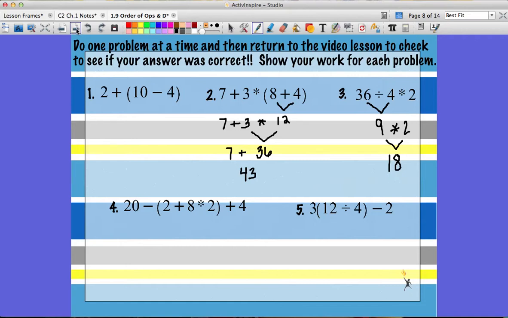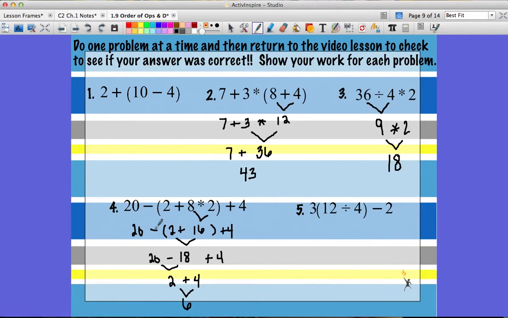Now moving on to number 4. All right, so for number 4, the first thing you needed to do was parentheses. Now, there are 2 operations here in the parentheses. So we have to go through the order of operations again. Multiplication comes before addition in the order of operations, so that's what we do first. We do 8 times 2, which gives us 16. Bring down everything we didn't use.